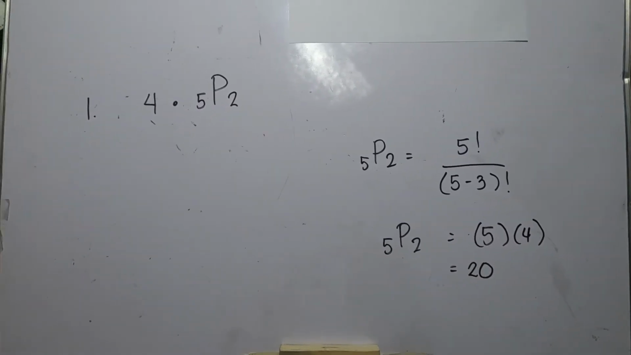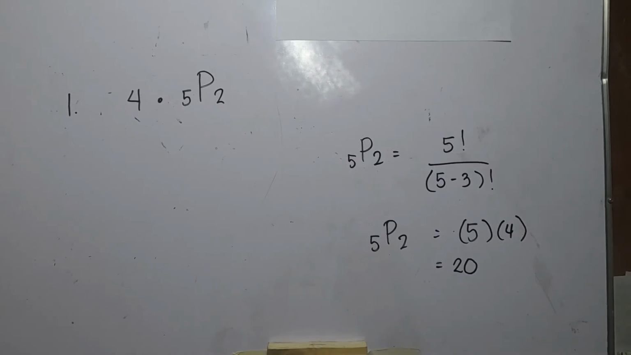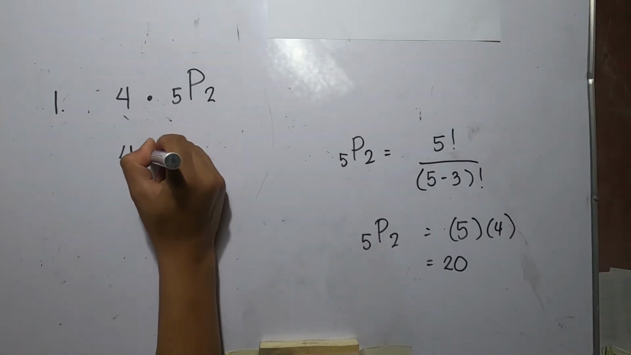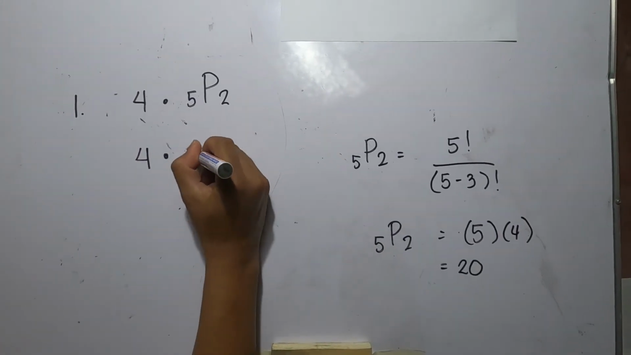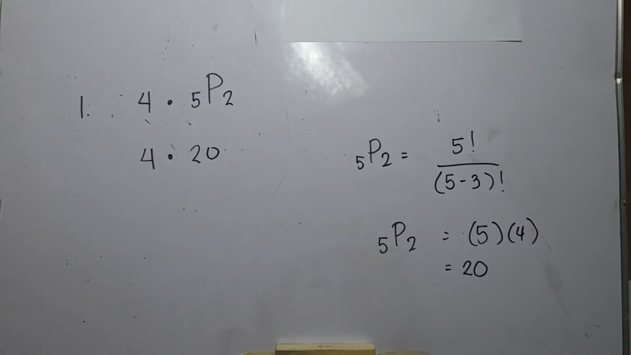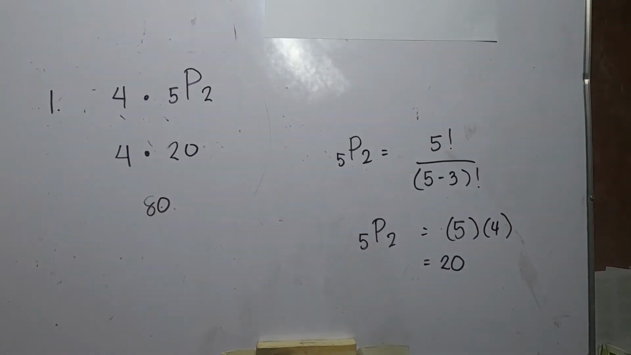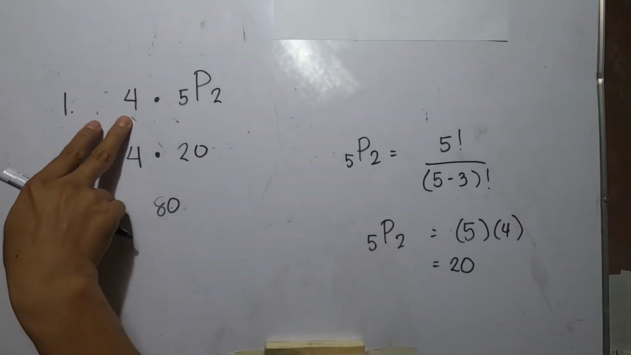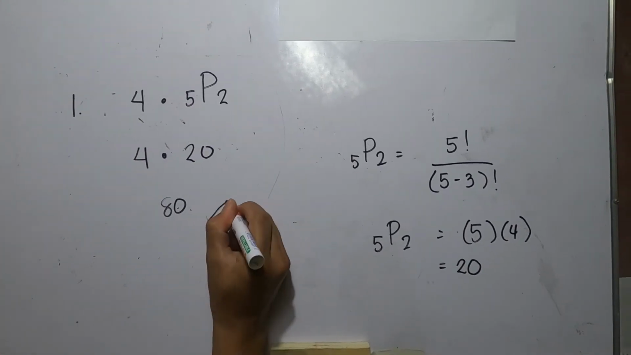If you have questions regarding this trick, please watch my video entitled Permutations. So we have now the value of permutation of 5 taken 2 as 20. So we will now multiply 4 by the evaluated value of permutation of 5 taken 2, which is 20. So the product of 4 and 20 is equal to 80. Therefore, the product of 4 and permutation of 5 taken 2 is equal to 80.